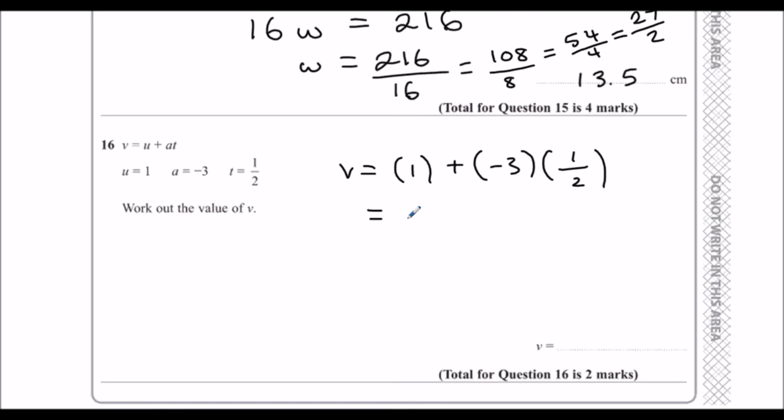So that gives us 1 here. And then we've got plus negative 3 times a half. I'll leave a plus there. I'll do negative 3 times a half. Half of negative 3 is negative 1.5. So I've got 1 plus minus 1.5, which is the same as 1 minus 1.5, which is minus 0.5. So V is minus 0.5.